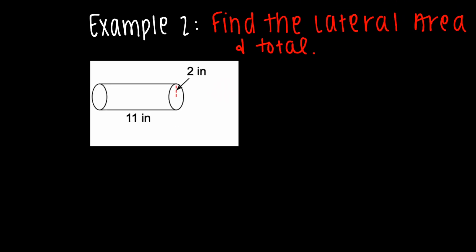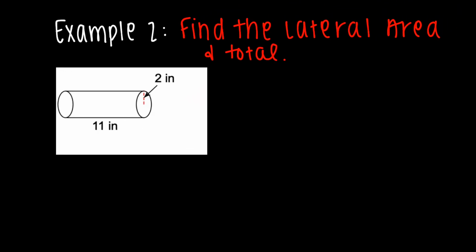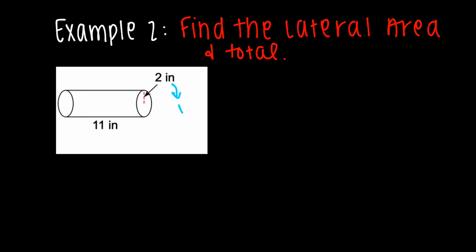Alright, so we are back with a new cylinder. It's still the same principle. I was nice to you on this one, and I gave you the height and the radius already. So 2 is my radius. You don't have to find it with the diameter. And 11 ends up being my height. So I'm going to find my lateral first. Remember that formula is 2 pi r h.